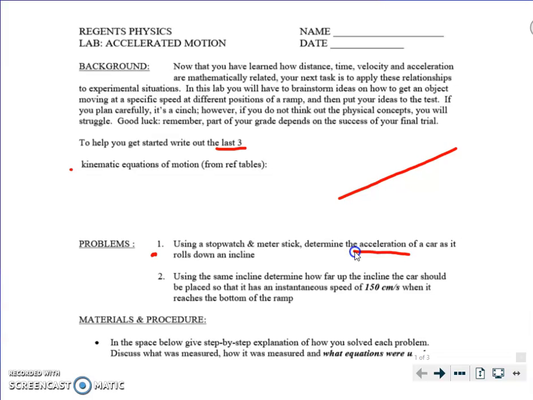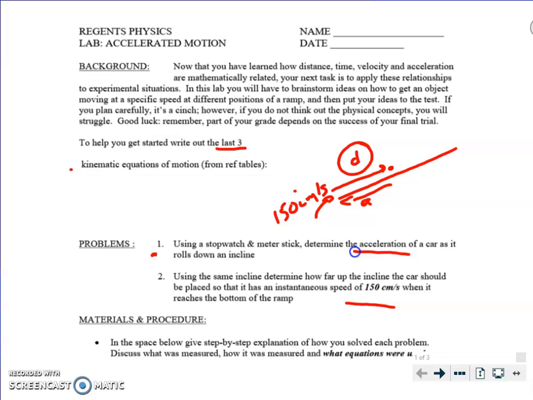Then, once you have the acceleration, you're going to figure out how far up the ramp. So you're going to place the car somewhere up the ramp, some distance d, such that when I release it, it rolls down and it accelerates, and I want the speed at the bottom right there to be 150 centimeters per second. And that's what this problem right down here is saying. So you know a, you know this, you know something else, you're going to try to solve for d.